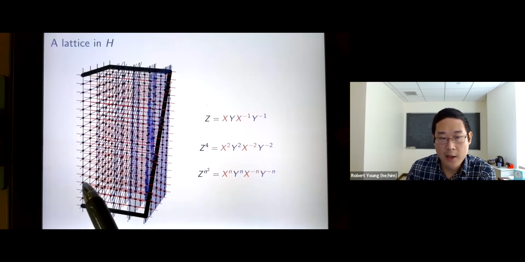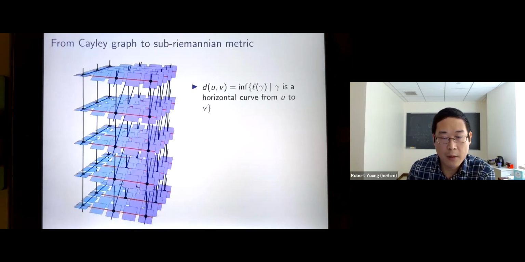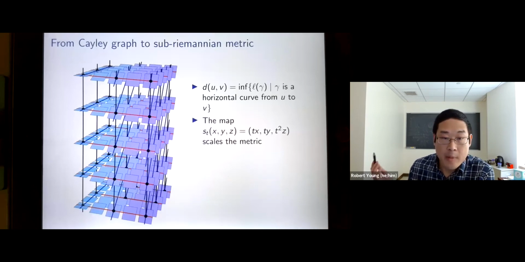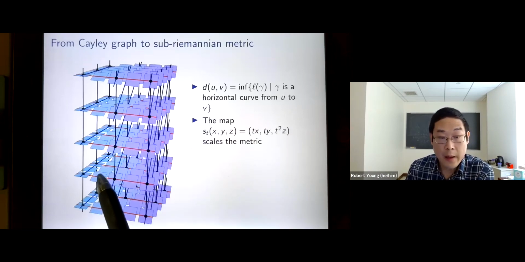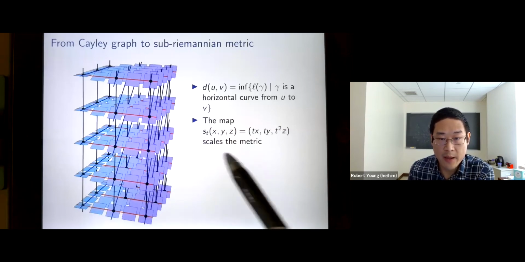In fact, you can connect any two vertices in these scalings of the graph, because if you take these planes and scale them by n, n, n squared, it sends horizontal vectors to horizontal vectors, and it stretches all the horizontal vectors by a factor of n. So you can connect any point to any other point basically by using paths in the graph. Furthermore, like I said, the scaling map, if you scale x by t, y by t, z by t squared, sends horizontal vectors to horizontal vectors, and scales them by a factor of t. So it scales the whole metric by a factor of t.